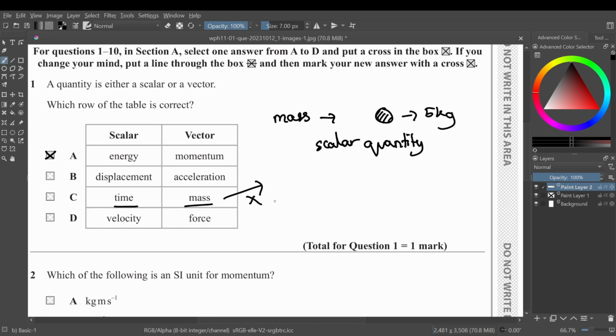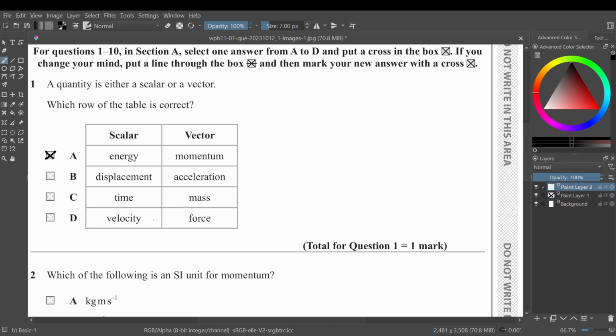So let's check option number D. Option number D says velocity as scalar and force as vector. Now you know that velocity is in the wrong position. Why? Because velocity has the formula of displacement over time, right? Displacement is a vector quantity, so because of this, velocity is also going to be a vector quantity. So your final answer becomes A, right?